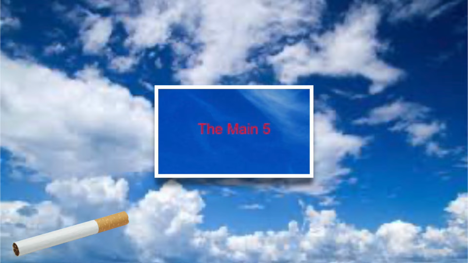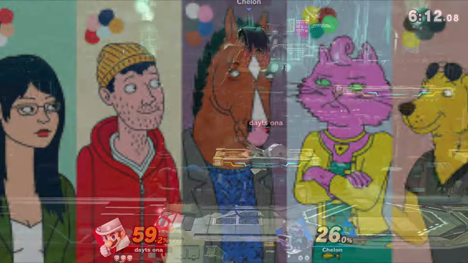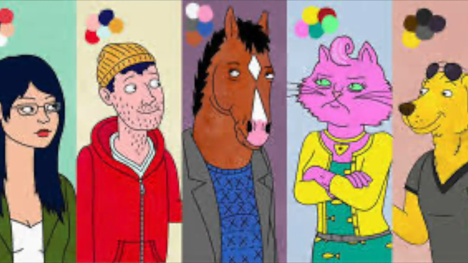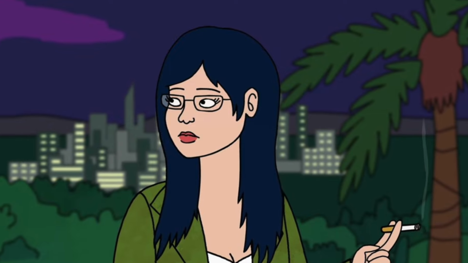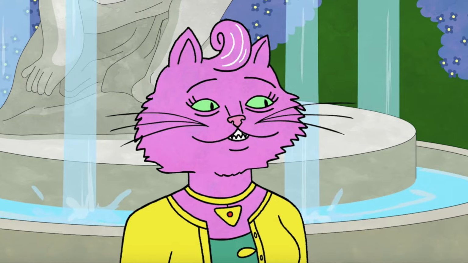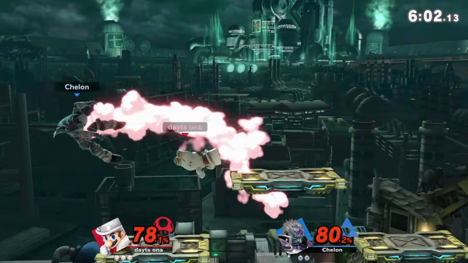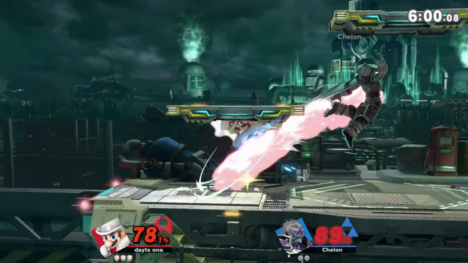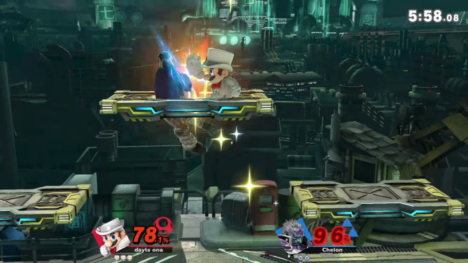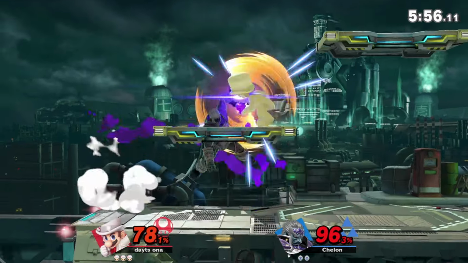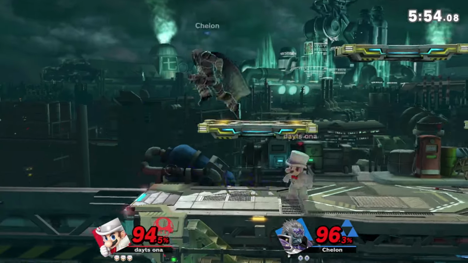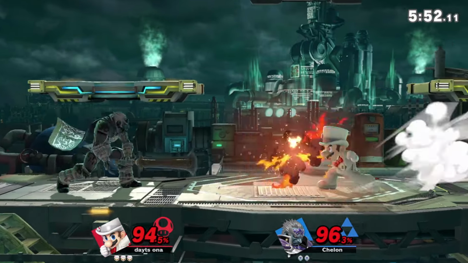The main five. The main five are the main protagonists of the show. These include Diane Nguyen, Todd Chavez, BoJack Horseman, Princess Carolyn, and Mr. Peanut Butter. Even though the show is named BoJack Horseman after the character in the show, each of the main five characters have in-depth background and character development that really make them unique. No one character is truly more important than another.